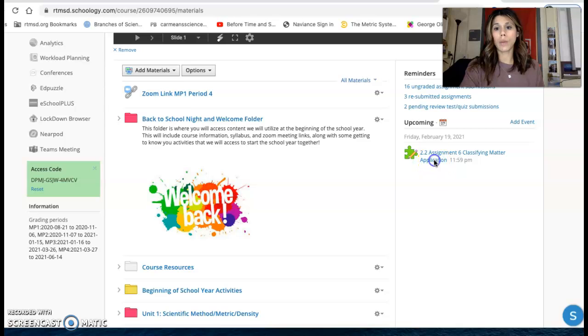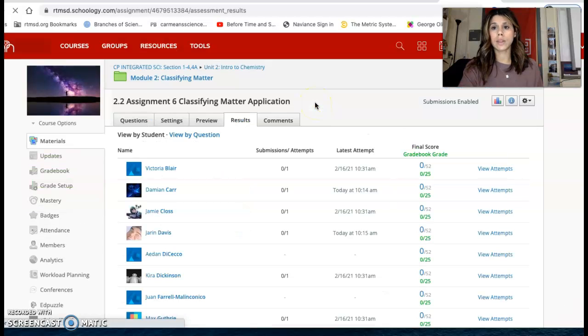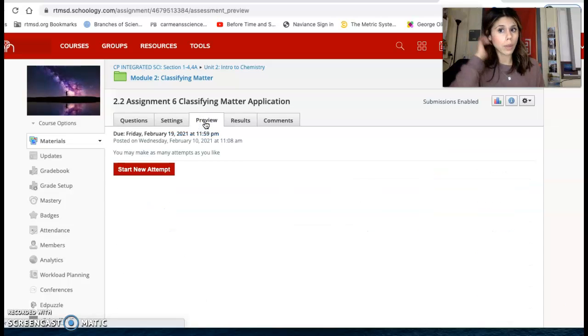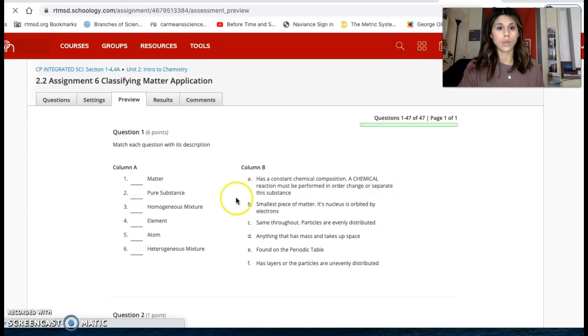So you're going to open up the classifying matter application assignment, which is 2.2 assignment 6. And remember, this is an assignment that's resumable. So if you started it yesterday or the day before, you can jump back into this. When you open up the assignment, you'll go through and start answering the questions or pick up where you left off.